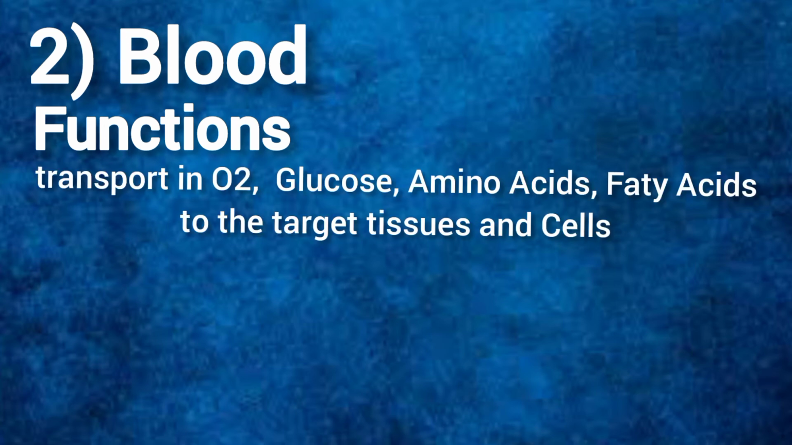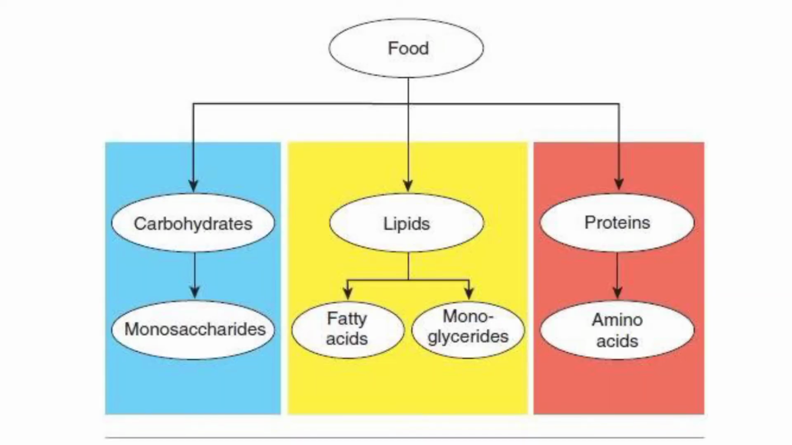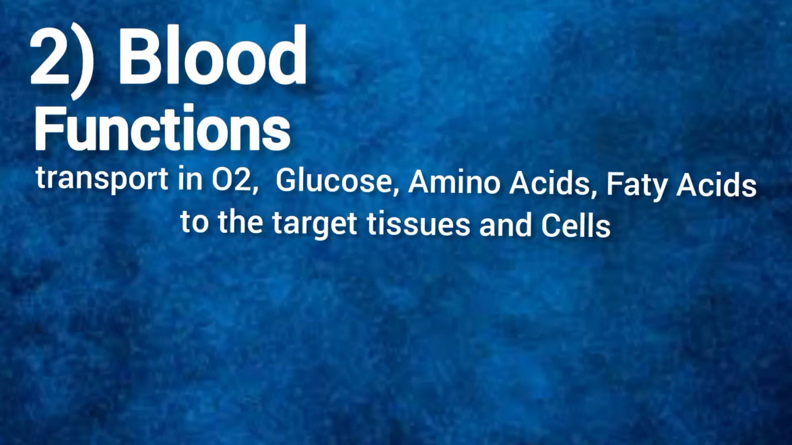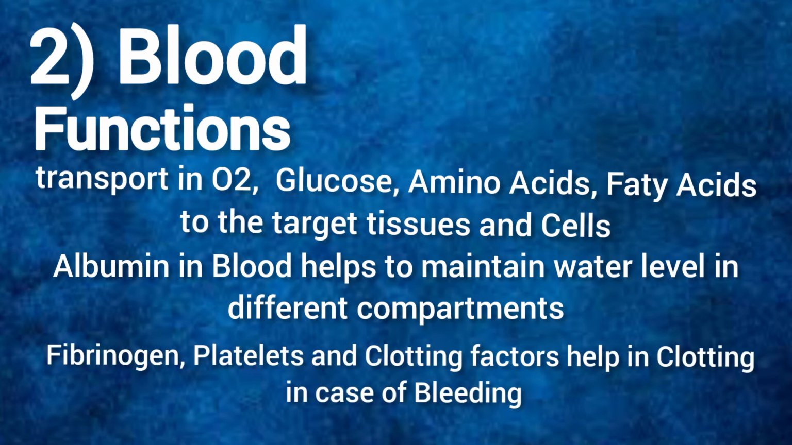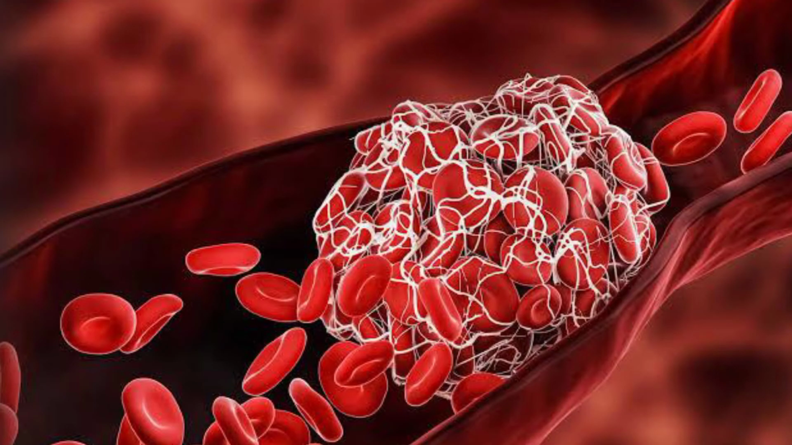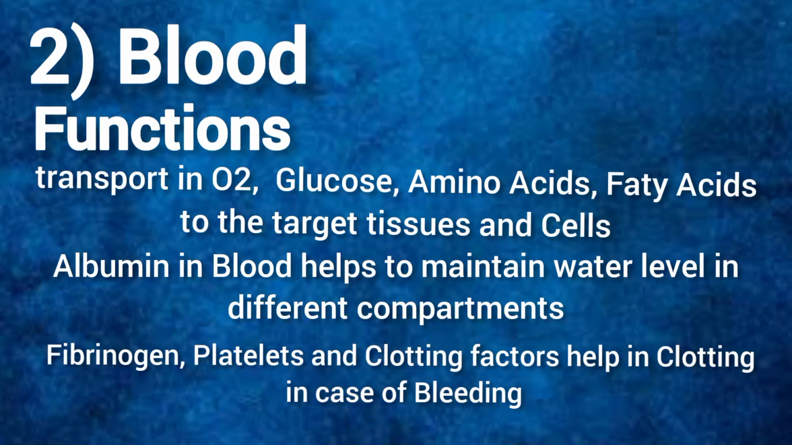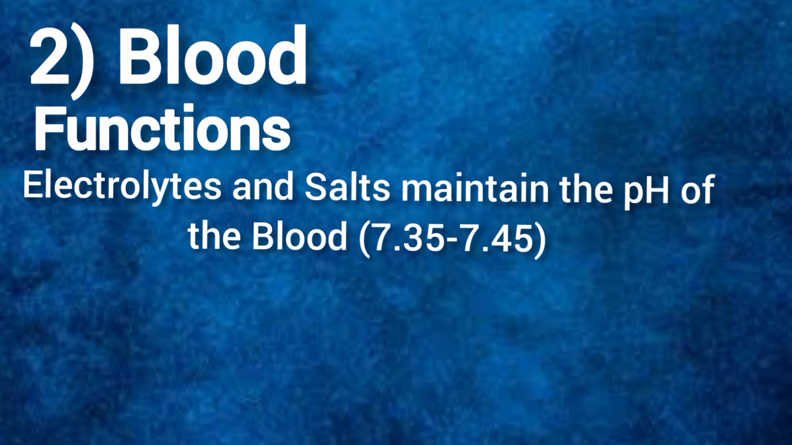Now let's talk about the functions of the blood. The first function is that blood helps in the transport of oxygen, glucose, amino acids, and fatty acids to the target tissues and cells. Albumin in the blood maintains the water level when there is a cut or other injury. Fibrinogen with the platelets in blood helps in coagulation to stop bleeding. Electrolytes and salts in blood maintain the pH of the blood. The normal pH of the blood is 7.35 to 7.45.